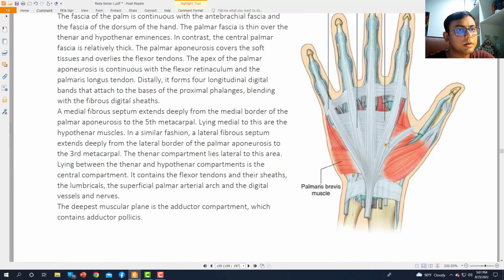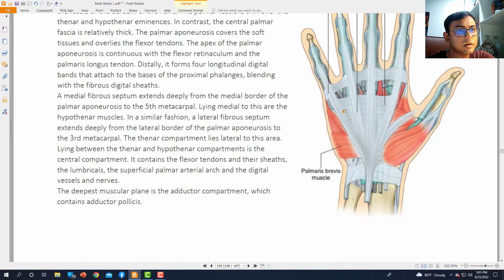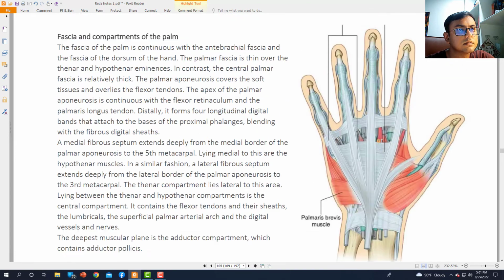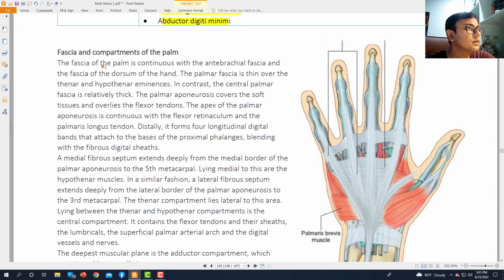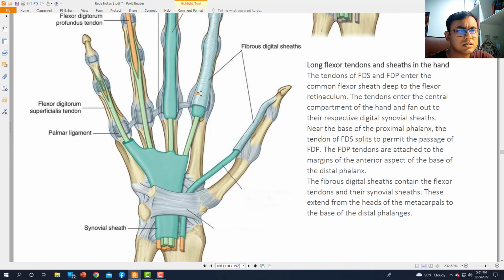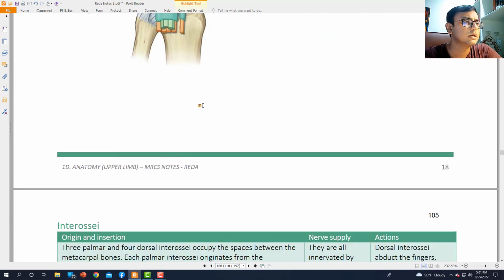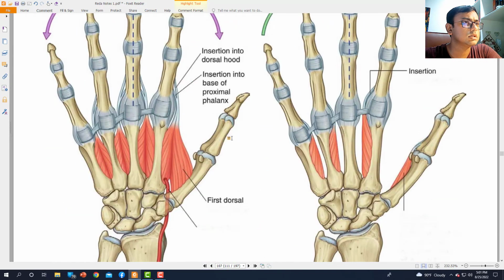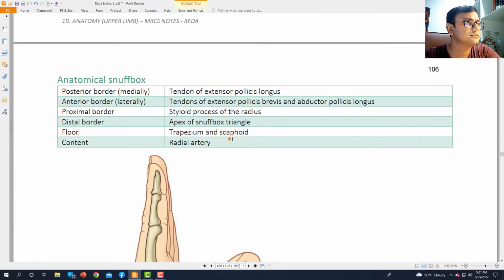This is the fascia and compartment. Here you can see the palmaris longus and palmaris brevis. The fascia of the palm is continuous with the antebrachial fascia. Okay, so no need here. The short muscle does not come to the exam at all. We just skip it.